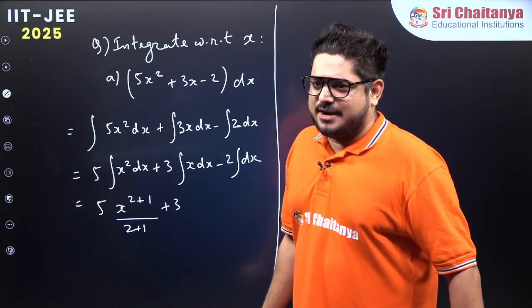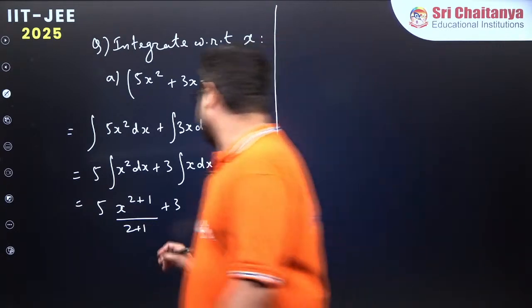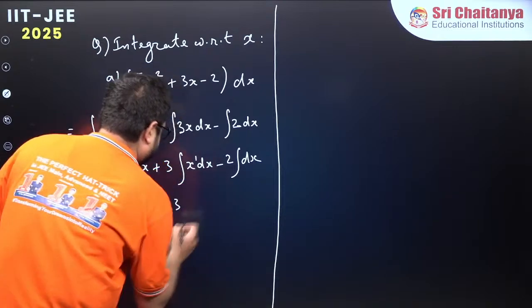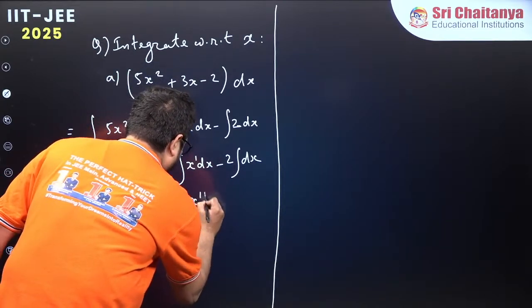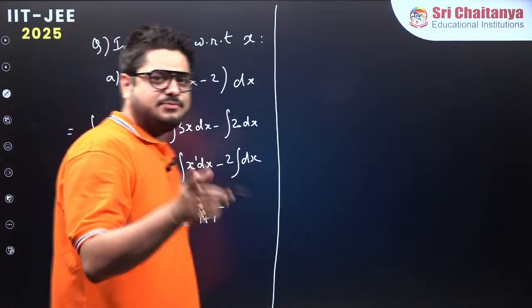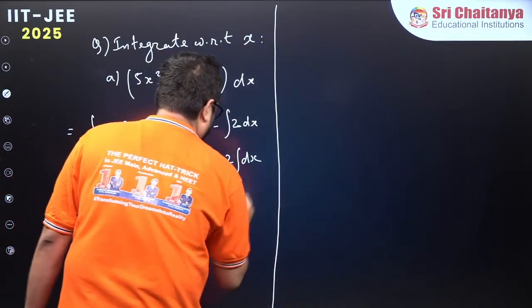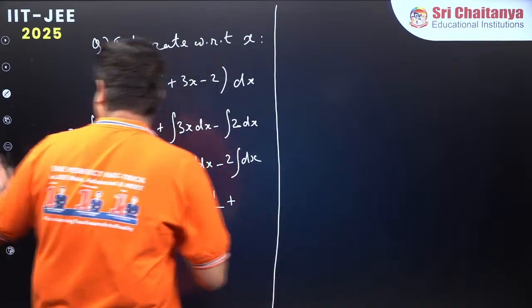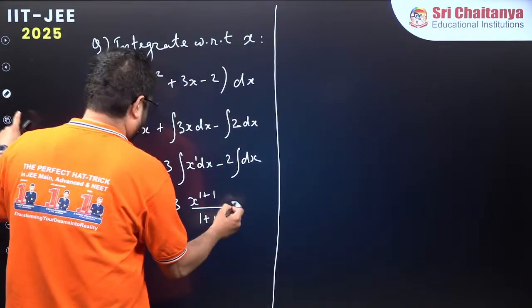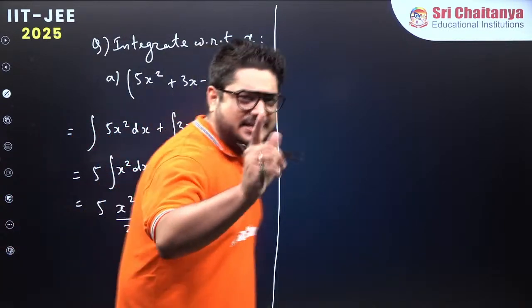So x dx is equivalent to x to the power 1 plus 1 by 1 plus 1, using the formula x to the power n plus 1 by n plus 1. Plus the integral of dx. Over there I have a minus sign, that's fine. So let's use it there: minus 2 times the integral of dx.